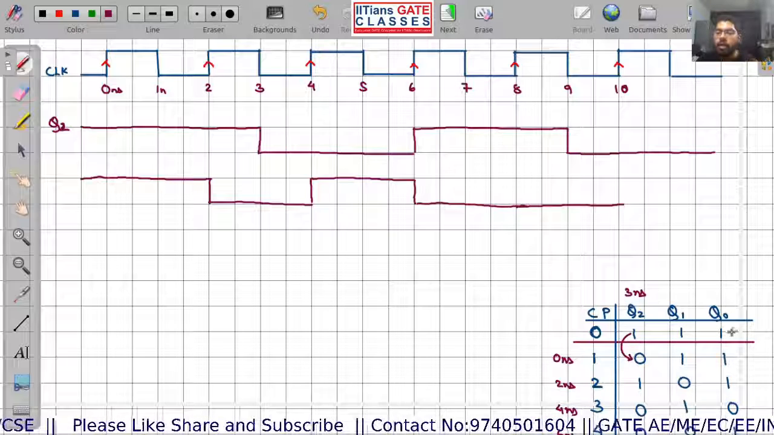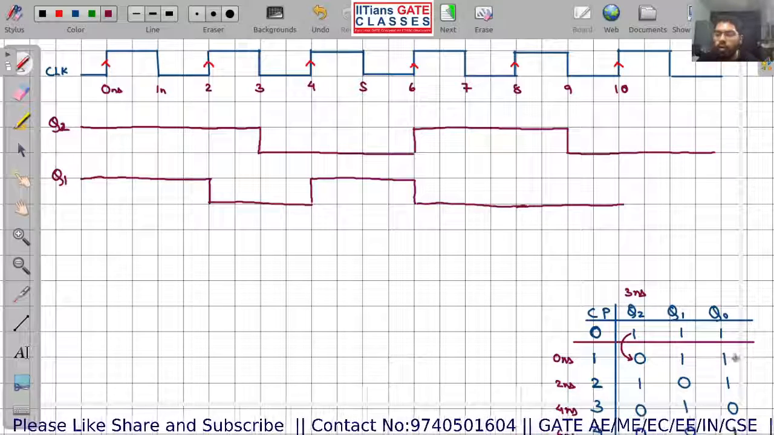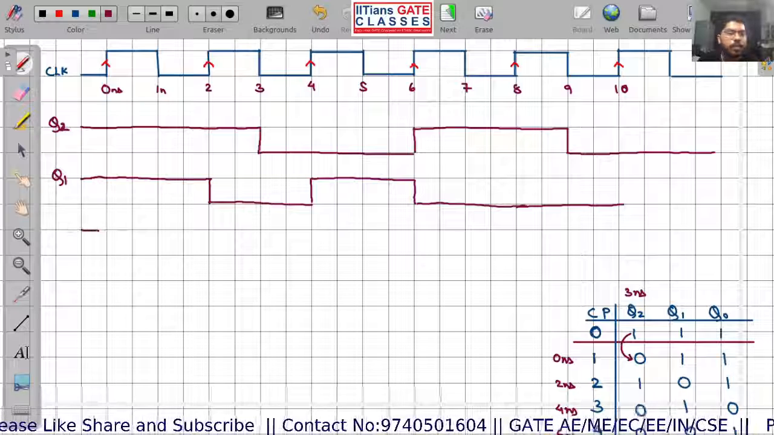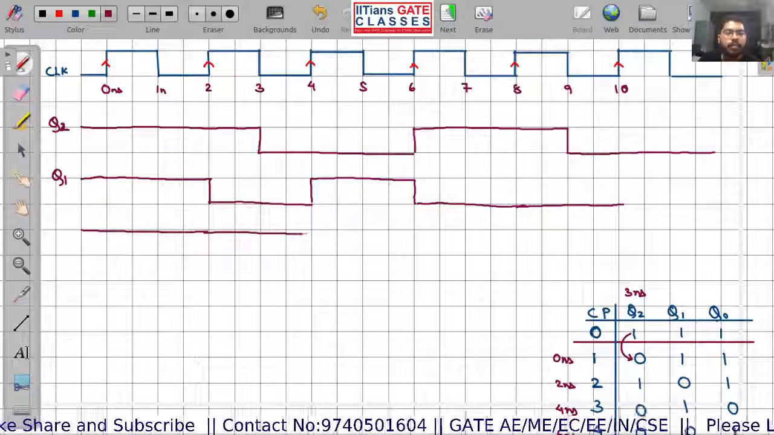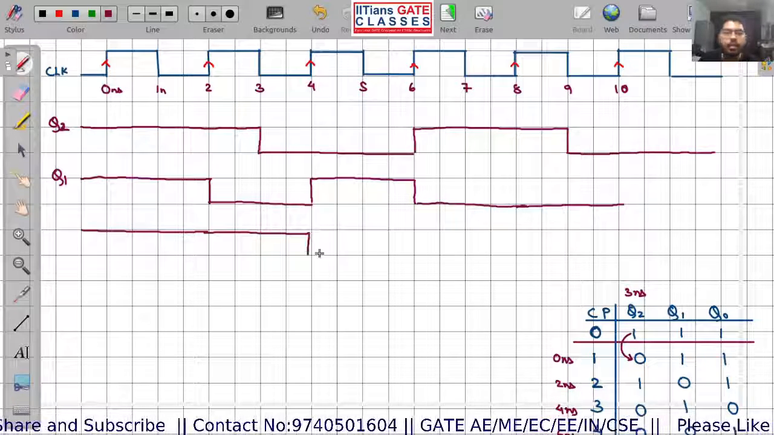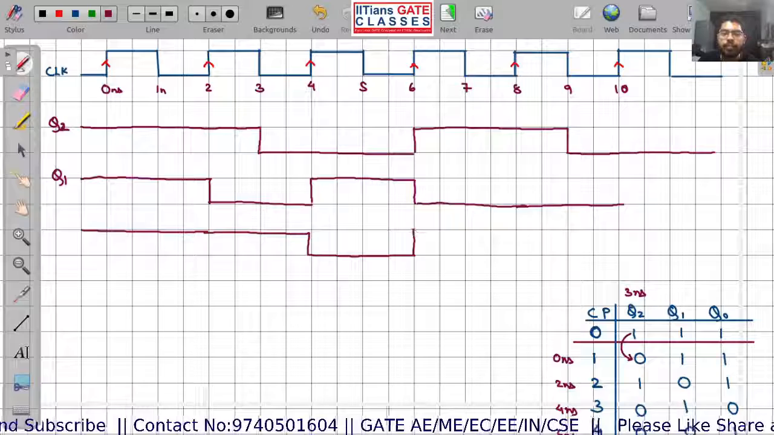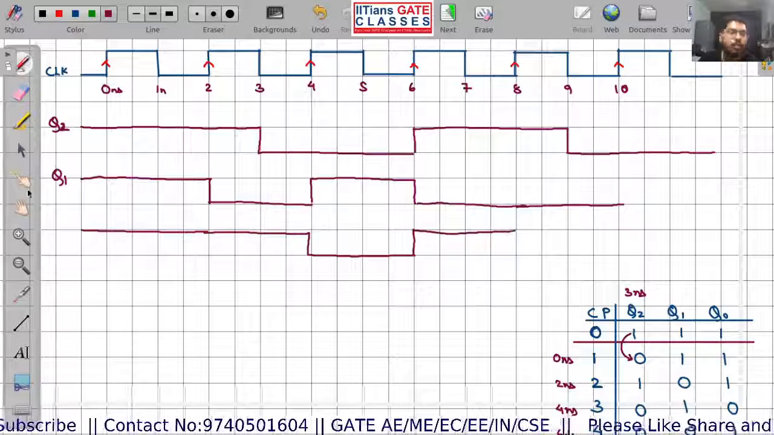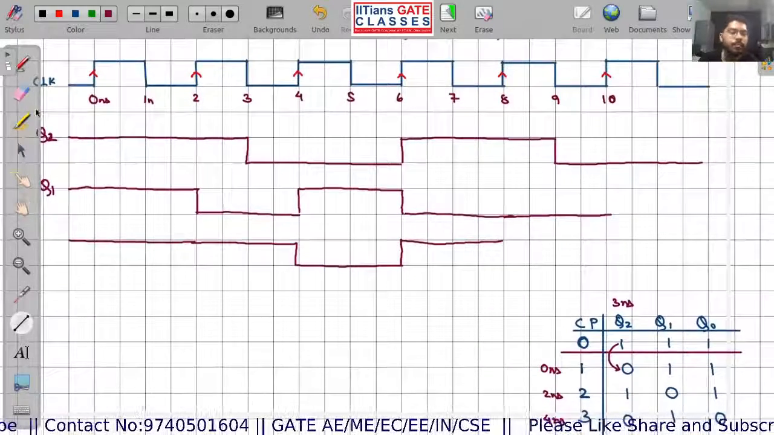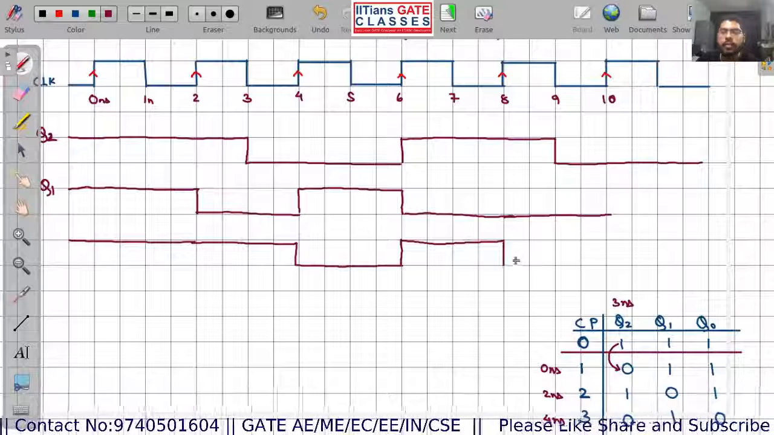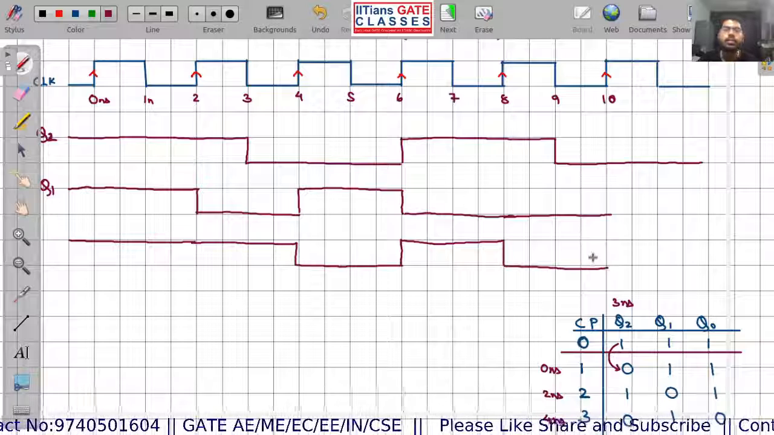Fine. Now let me draw the sketch for Q0. So this is Q1. Now let me draw Q0. So this is 1. So this will remain at 1 for this whole clock duration. Next also it will remain 1. So this is 1. Next it will go to 0. So for this clock pulse it is 0. What is the next state? It is 1. So this is 1. I cannot see the next. After 1 it is again back to 0. So this is back to 0 here.